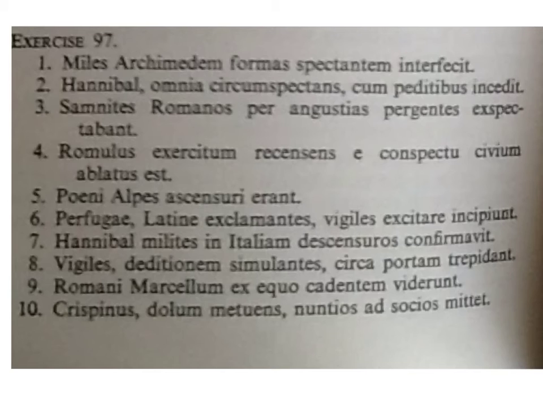Hannibal, confirmavit, strengthened the soldiers. Descensuros. Descensuros here is a future participle again, the uros telling us that we're dealing with a future participle. Hannibal strengthened the soldiers about to go down into Italy. Number 8, vigiles, the guards. Simulantes, the antes telling us that we're dealing with a present participle.